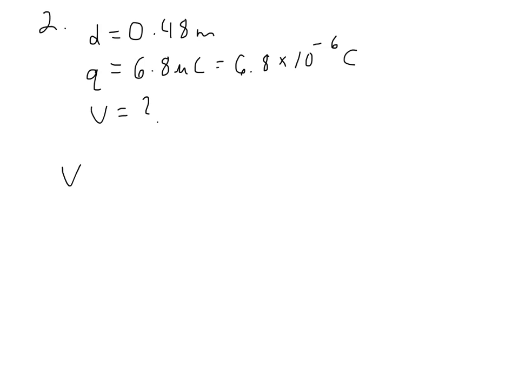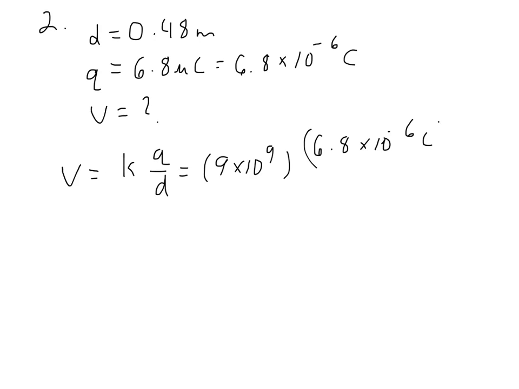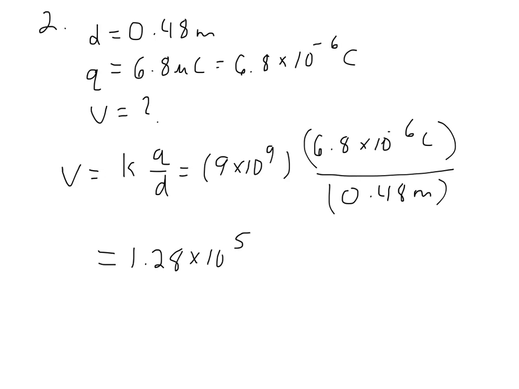So we're going to use voltage equals kQ over d for the distance. So we get 9 times 10 to the 9th for k, times 6.8 times 10 to the negative 6 coulombs, and that's over 0.48 meters. And make sure you notice that d is not squared in this equation. When we do that math, we get 1.28 times 10 to the 5th volts.